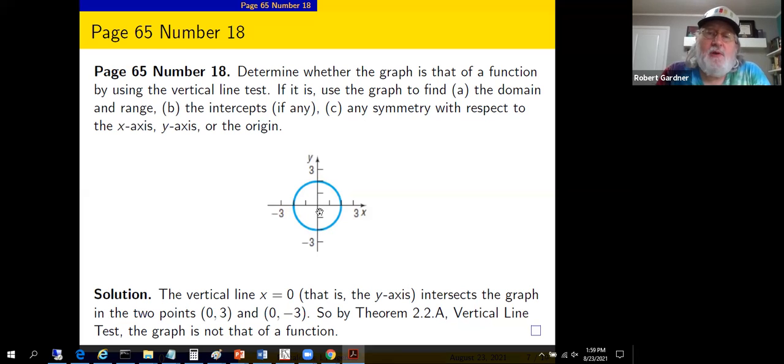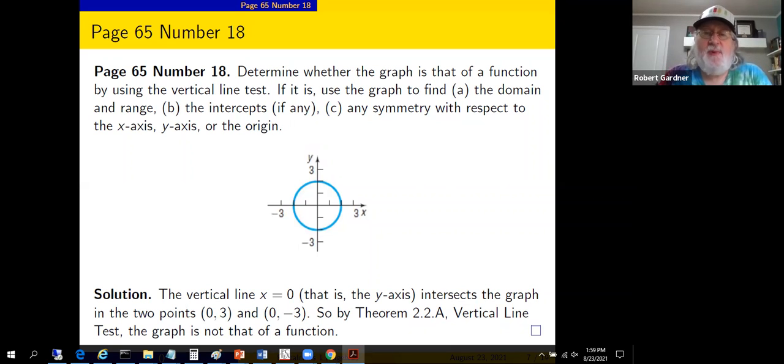Intercepts: (2, 0) and (-2, 0) are the x-intercepts. Y-intercepts: (0, 2) and (0, -2). Symmetries. Well, this is a good one actually to illustrate symmetries. It's got all this symmetry stuff.